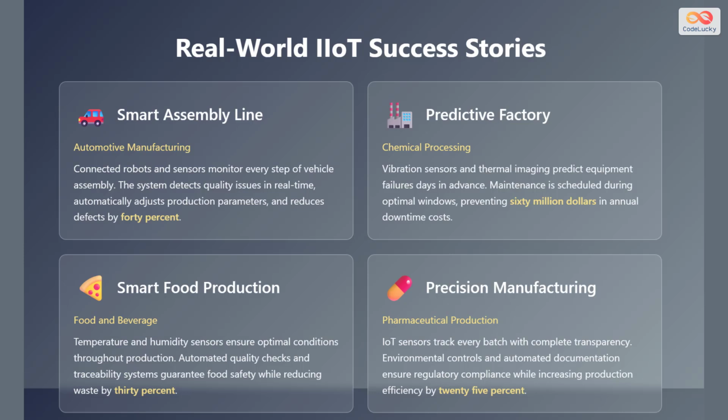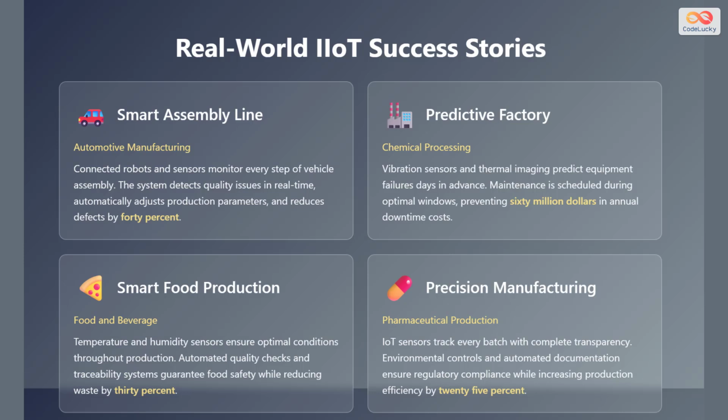Let's look at real-world success stories. In automotive manufacturing, smart assembly lines use connected robots and sensors to monitor every step of vehicle assembly. These systems detect quality issues in real time, automatically adjust production parameters, and have reduced defects by 40%.